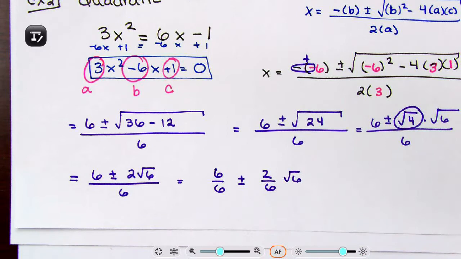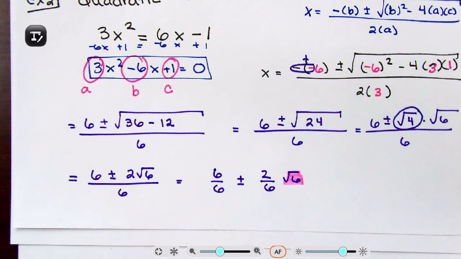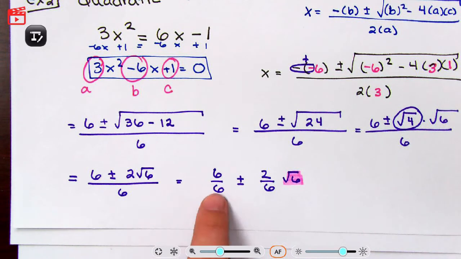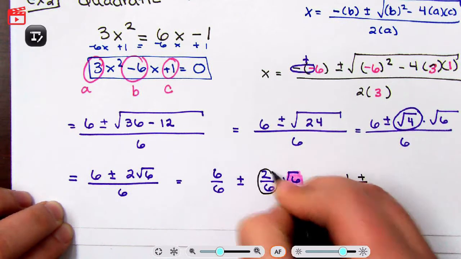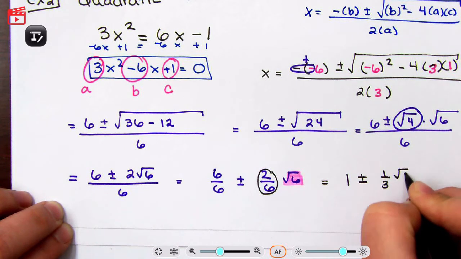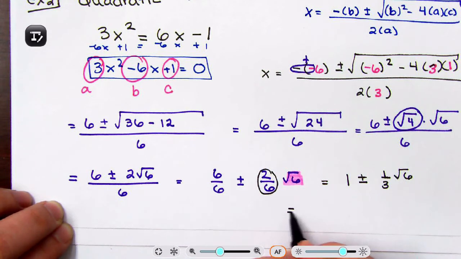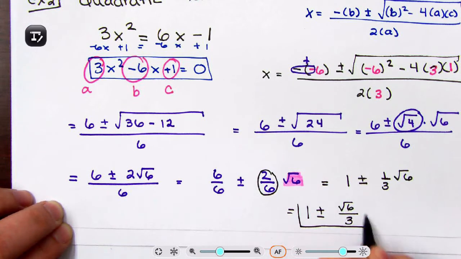Now be extremely careful. Don't start crossing things out. This root 6 cannot be combined with anything else. This root 6 and this 6 in the denominator are completely different. One of them is a radical, the other one is a number that is not a radical. So different stuff cannot combine. However, this one, 6 divided by 6, we can do 1 plus or minus. We can also simplify these numerics into 1/3, and then we have our radical 6. Again, you can do this one more time and say 1 plus or minus root 6 divided by 3 as your final answer.